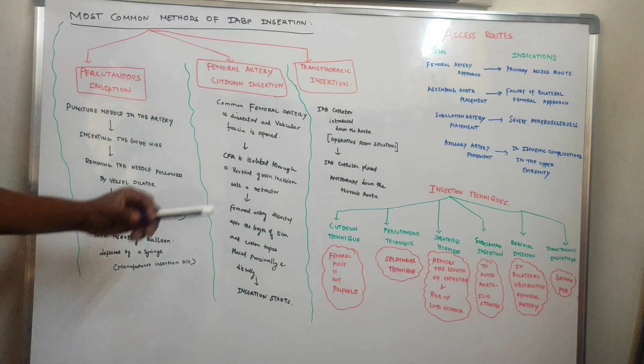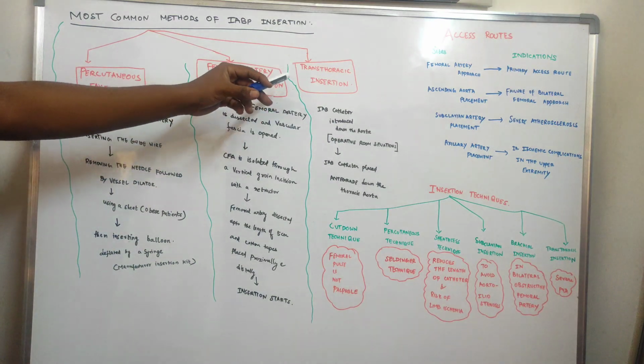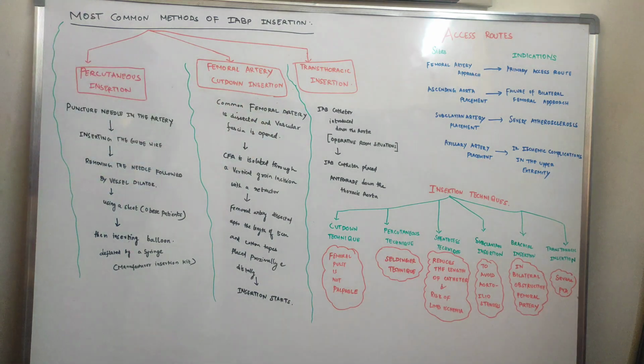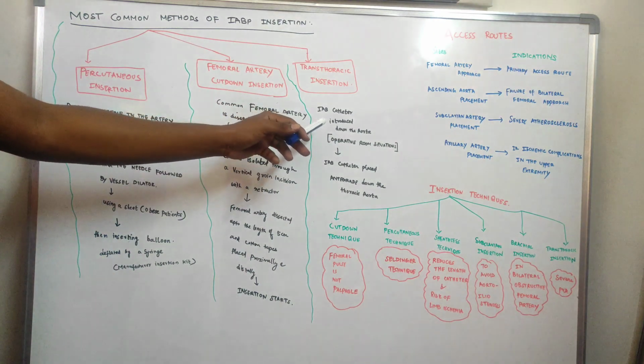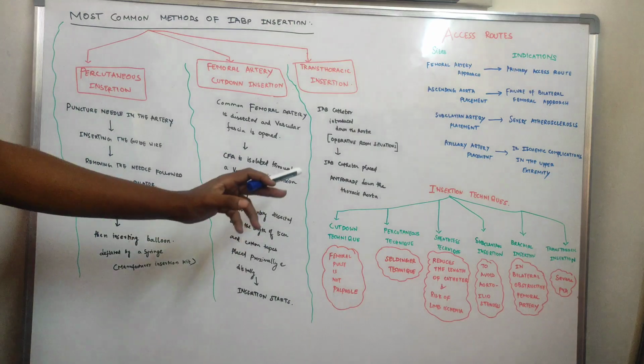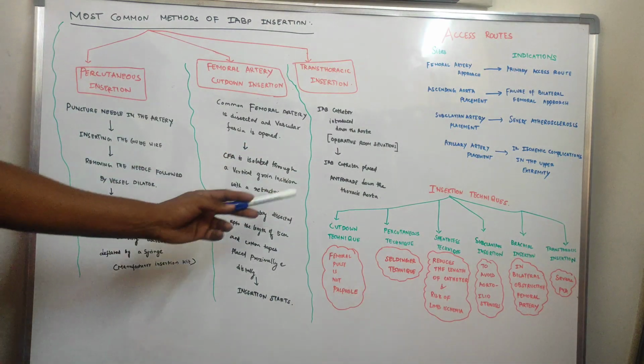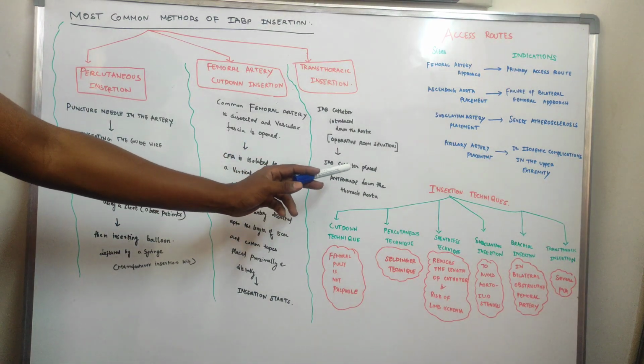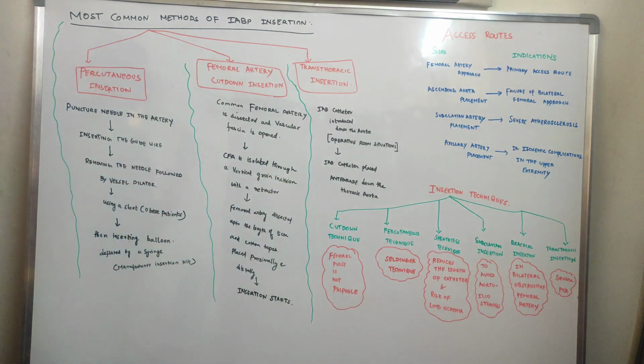And then the third most common is transthoracic insertion, in which the IABP catheter is introduced down the aorta in an operating room situation, in which the IABP catheter is placed antegrade down the thoracic aorta.